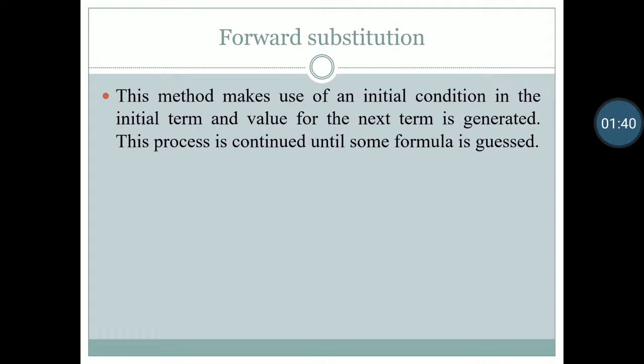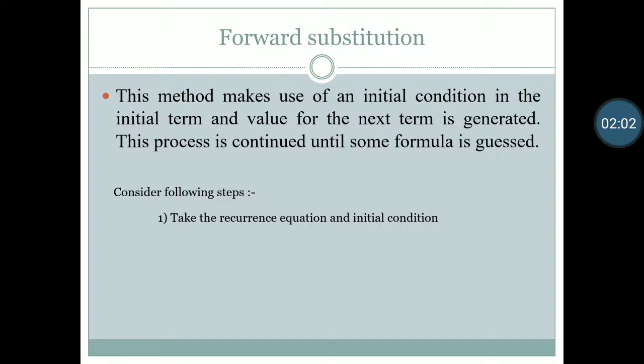In forward substitution, this method makes use of an initial condition in the initial term, and the value for the next term is generated. This process is continued until some formula is guessed. This is the basic definition, but we have to know these three things only. First, take the recurrence relation or recurrence equation and the initial condition. Second, put the initial condition in the equation and look for a pattern. And third, guess the pattern.